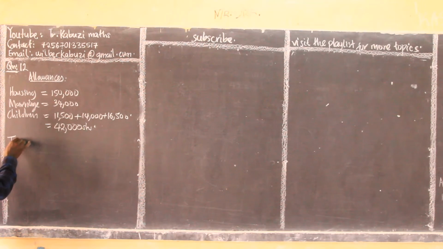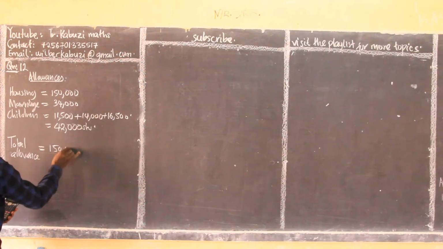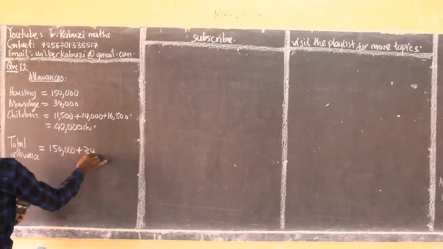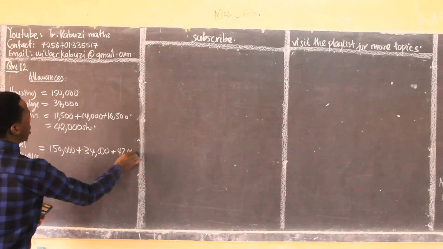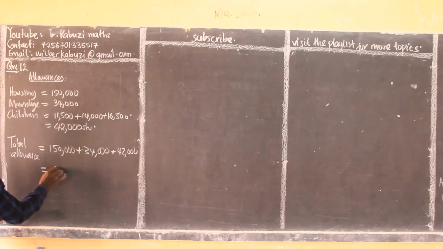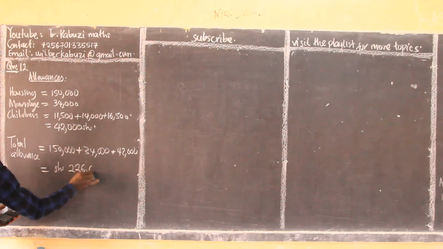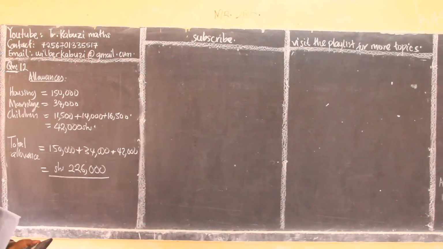So now we come for total allowances, which we are going to get by adding the 3, which is summing to 226,000. So this is now the total allowances.